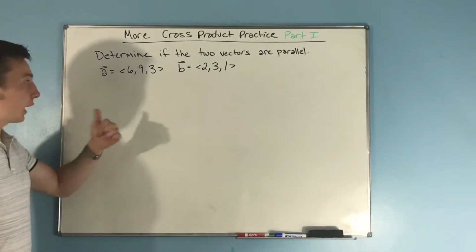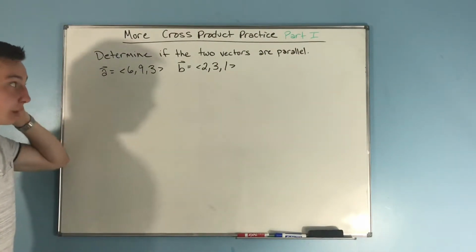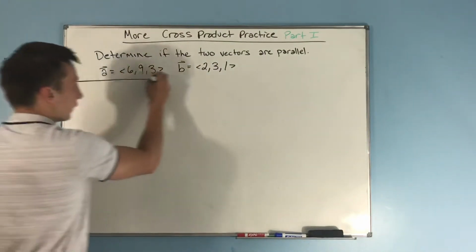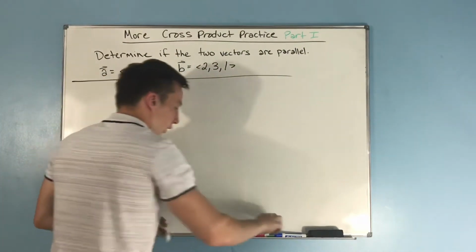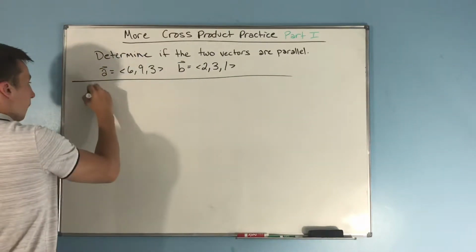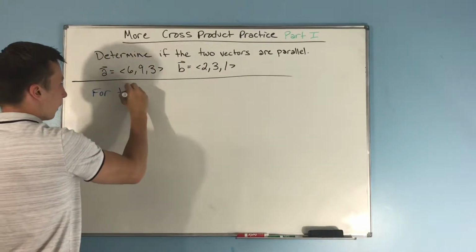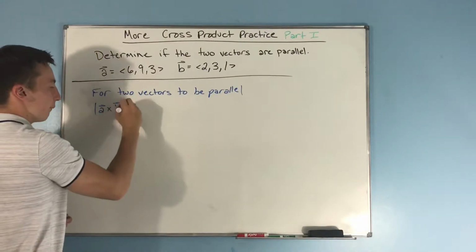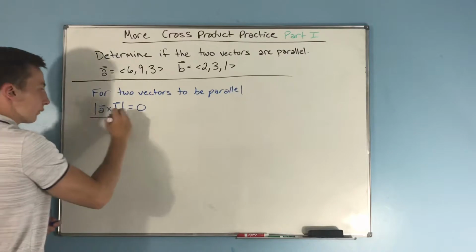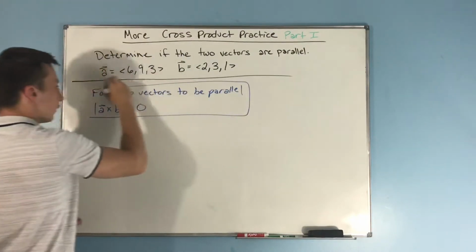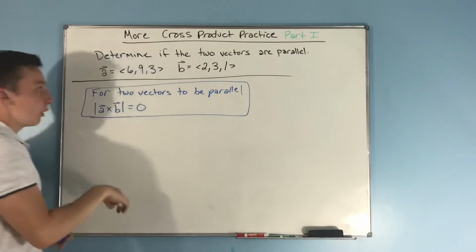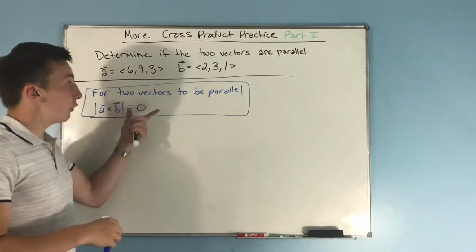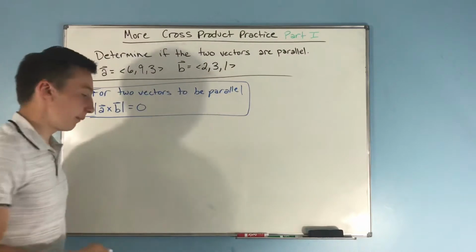We have vector A, which is 6, 9, 3, and vector B, which is 2, 3, 1. Now, before we even start this, we need to know that for two vectors to be parallel, the magnitude of A cross B must equal 0. Okay? That's something that you need to know before even starting this problem. That's how you figure out if these two vectors are parallel.